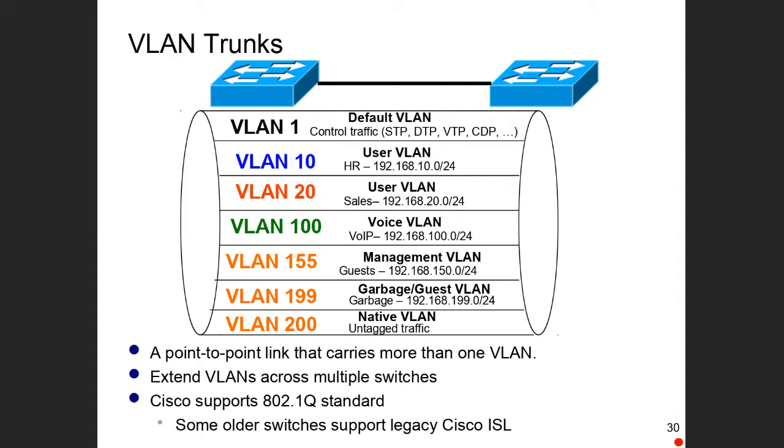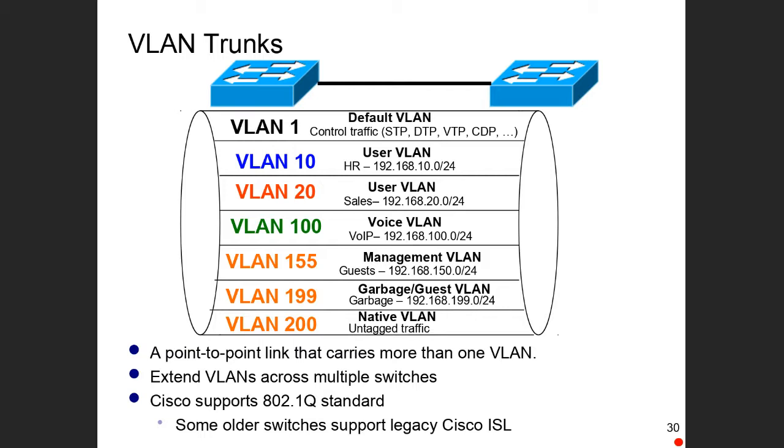Maybe he's going to use VLAN 155 for the management VLAN. And VLAN 199 is the garbage VLAN that no company servers are available on. And he's moved the native VLAN to VLAN 200.